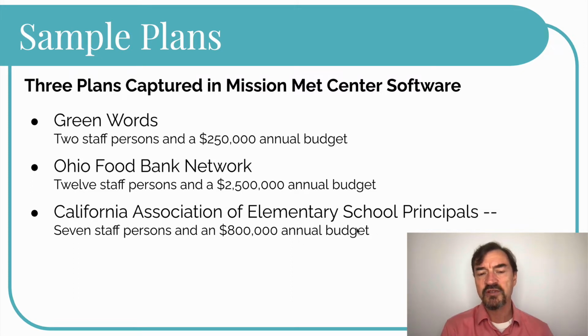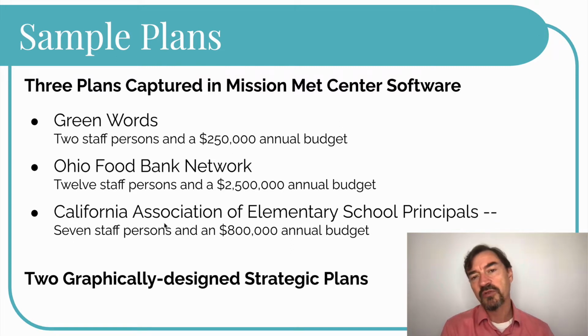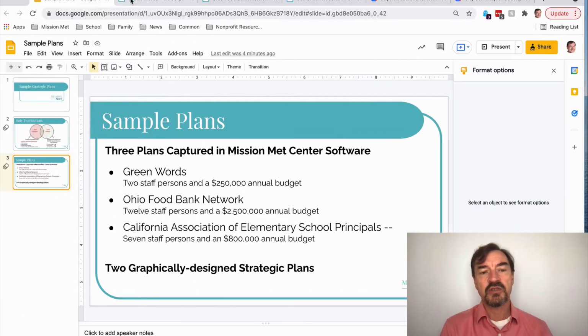And there's one differentiation in this association plan that I want to highlight. And that's why we have this here in the list. And then I'll also share with you 2 graphically designed strategic plans, really beautiful plans that you can share with your funders and stakeholders. So let's go ahead and jump in then to the first plan, which is Green Words.